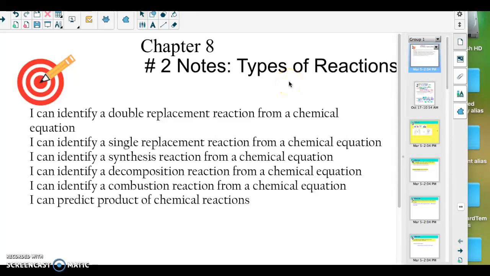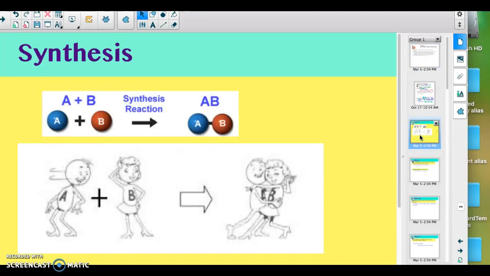Hi, today I'm going to talk about the 5 types of reactions and how to predict products for those reactions. The first reaction we're going to talk about is synthesis.